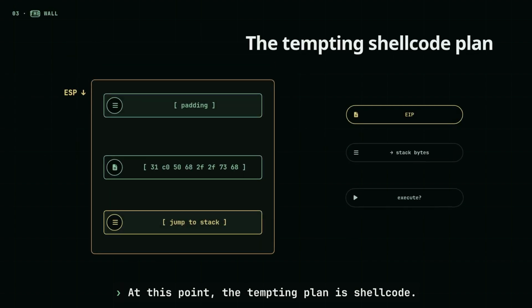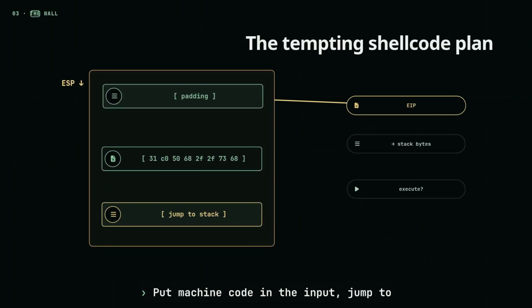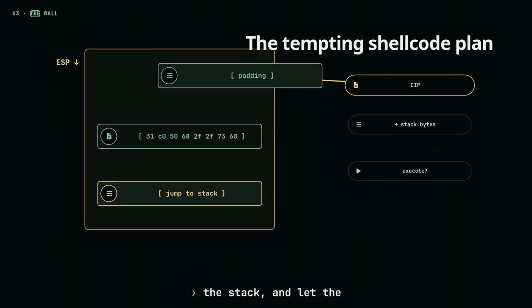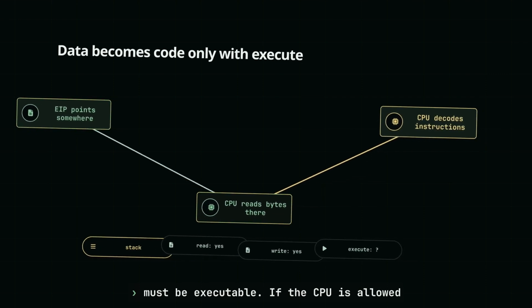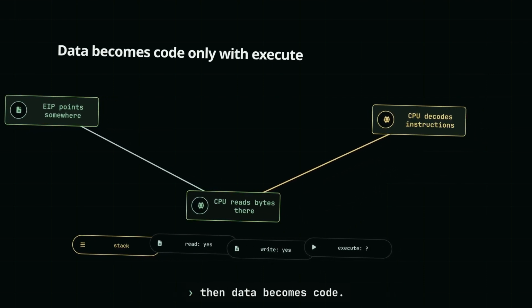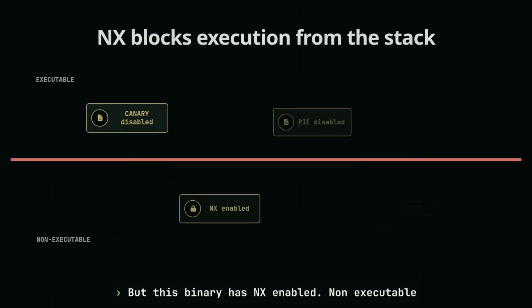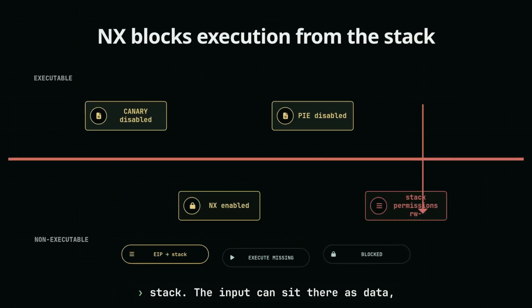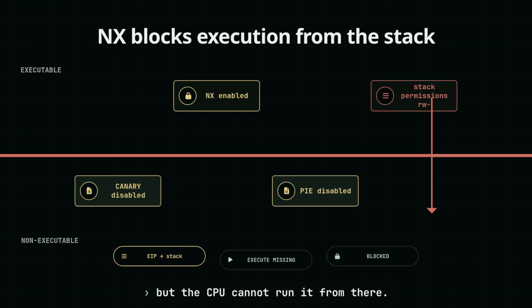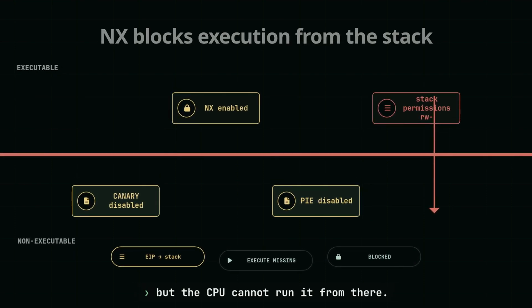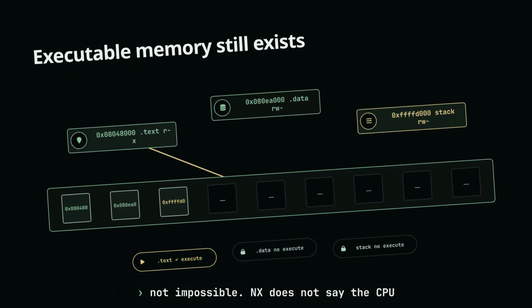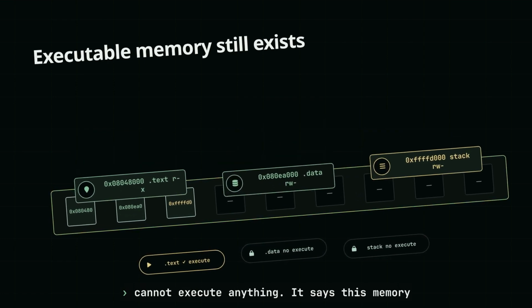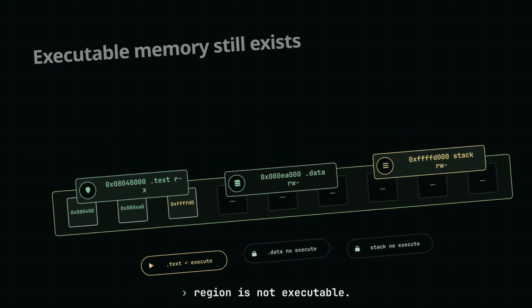At this point, the tempting plan is shellcode. Put machine code in the input, jump to the stack, and let the CPU execute our bytes. That plan depends on one assumption: the stack must be executable. If the CPU is allowed to fetch instructions from the stack, then data becomes code. But this binary has NX enabled, a non-executable stack. The input can sit there as data, but the CPU cannot run it from there. So shellcode is blocked, but code execution is not impossible.